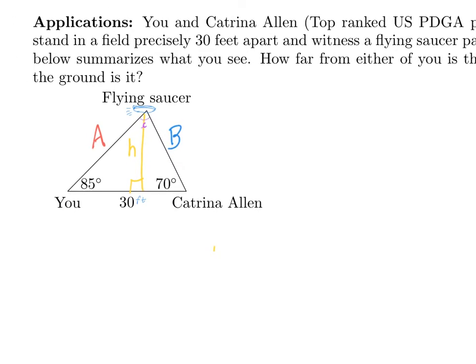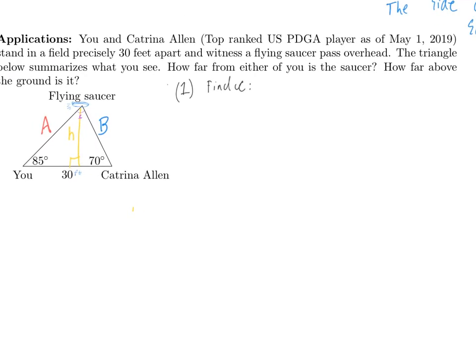Well, what do the angles of a triangle add up to? Pi radians, or this situation is in degrees, so 180 degrees. So that's the fact I know. So step 1, find little c. c plus 70 degrees plus 85 degrees is equal to 180 degrees. Solve that for c. c is equal to 180 minus 70 minus 85 degrees.